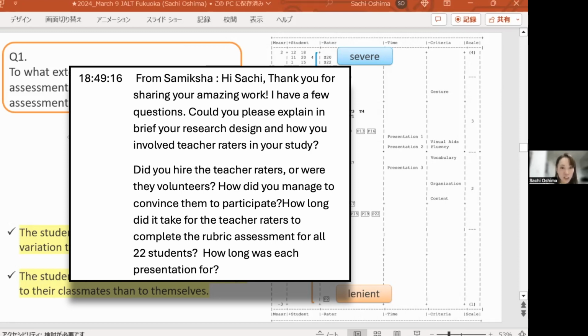Could you please briefly explain your research design, how you involved teacher raters in your study? Did you hire the teacher raters or were they volunteers? How did you manage to convince them to participate? How long did it take for the teacher raters to complete the rubric assessment for all 22 students, multiple, three times?